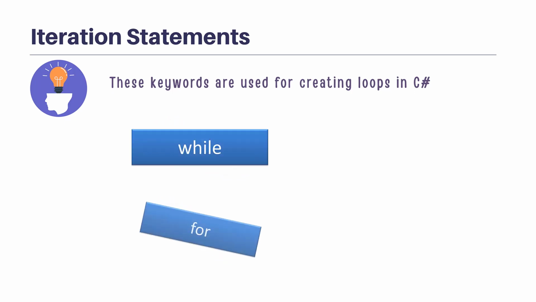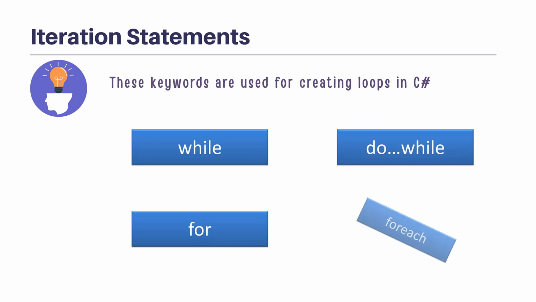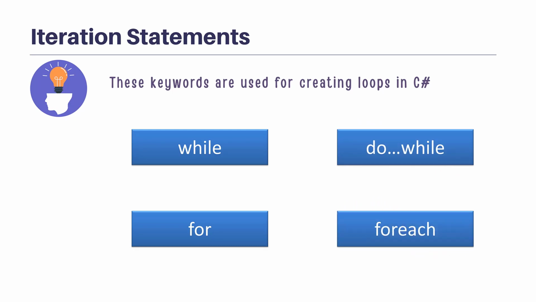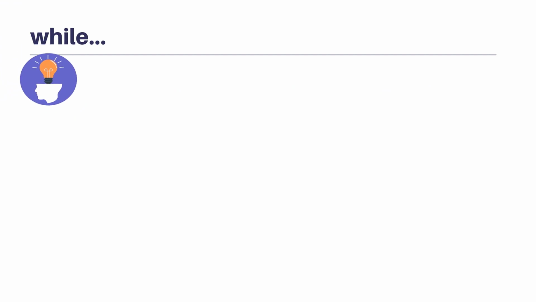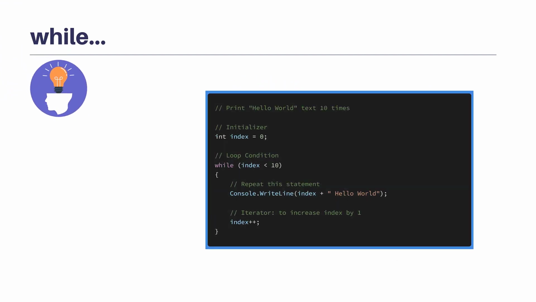Those keywords are while, for, do while, and for each. Let's have a look at these keywords one by one. Let's begin with while keyword. The code snippet on this slide shows the program to print hello world 10 times.